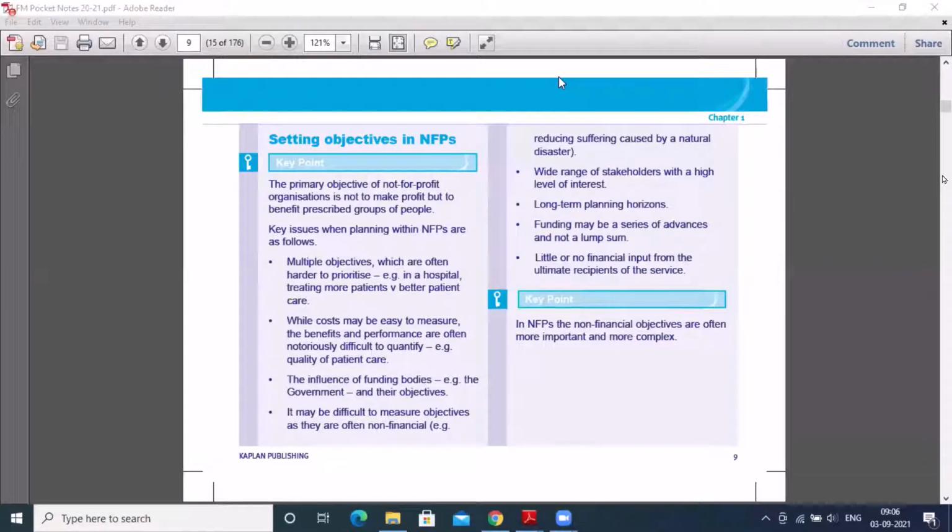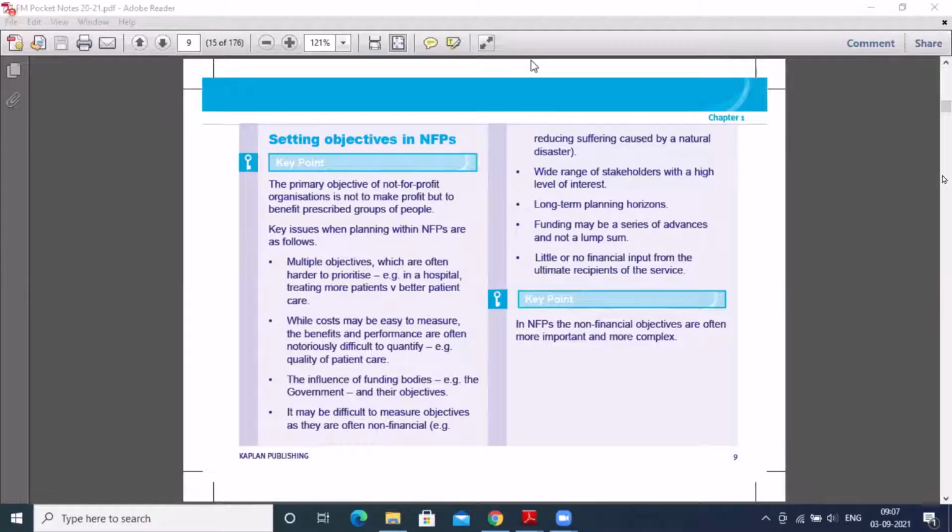While cost may be easy to measure, the benefits and performance are often notoriously difficult to quantify. An example is the quality of patient care. Whatever expenses are incurred to provide these services can be easily measured. But when it comes to quality elements, like measuring the quality of patient care, of course I am not saying it is impossible, but compared with the measurement of quantity items, it is very difficult to go with qualitative items.